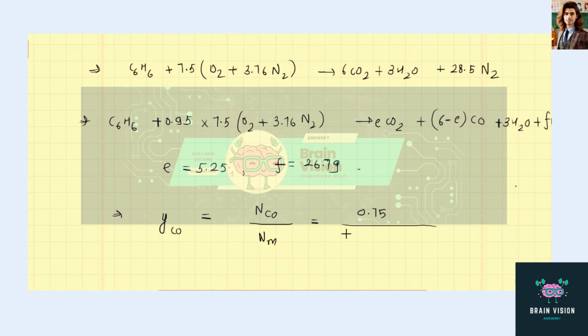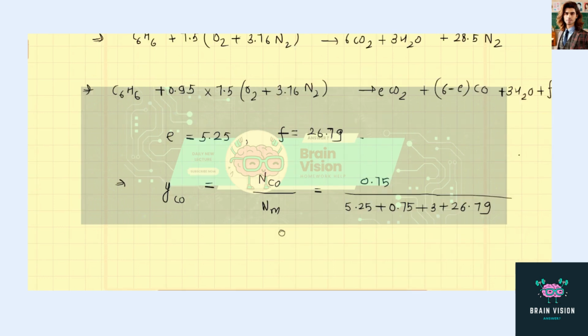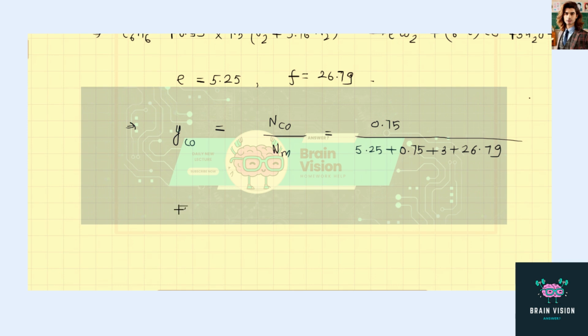0.75 divided by 5.25 plus 0.75 plus 3 plus 26.79, right? So when we solve this, we will get the mole fraction of carbon monoxide and that would be equal to 0.021.